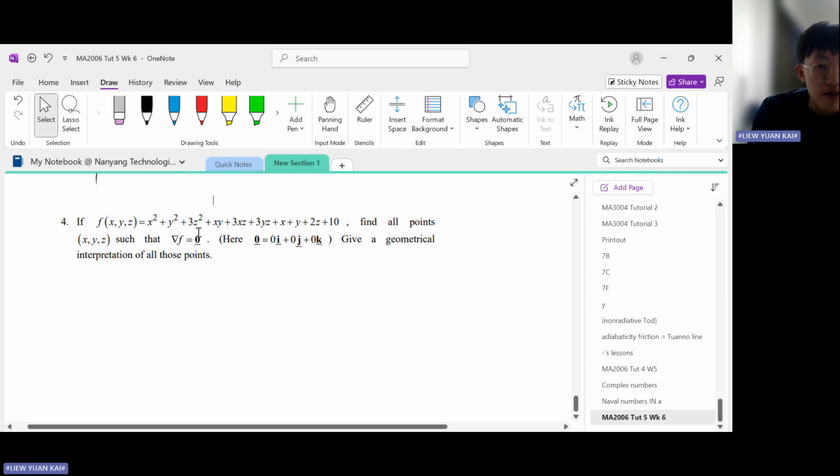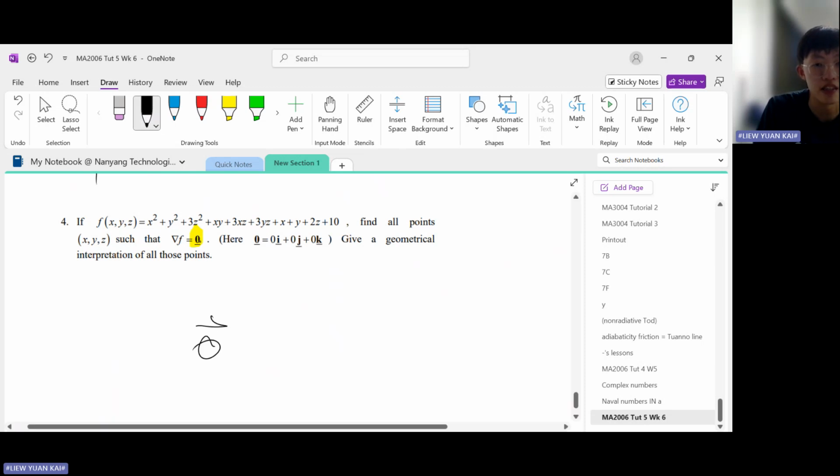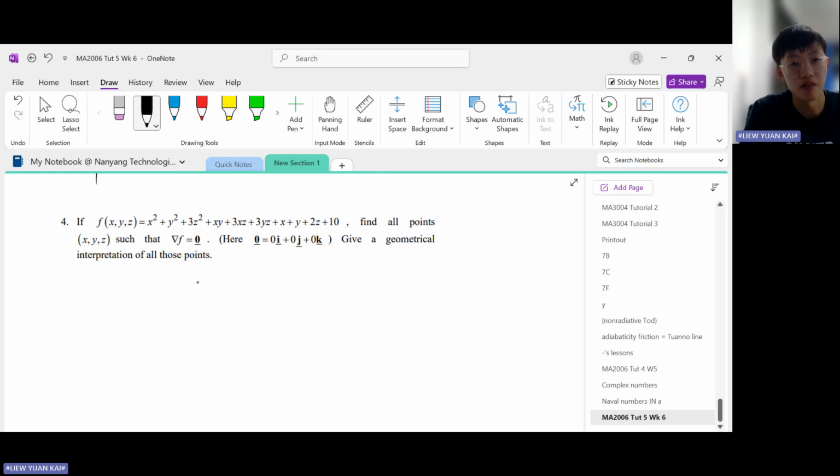Question 4 states that we have a function, given that for all points in xyz, nabla of f is 0. Take note that this is not just 0 as a number. This is a 0 vector. You see this underlying line? I can also write it like this. It is a vector with 0 in each of its entries. So this is what you call a 0 vector. It's not the same as 0 as you know it in the number. So nabla of f is equal to the 0 vector. Give a geometrical interpretation of those points.